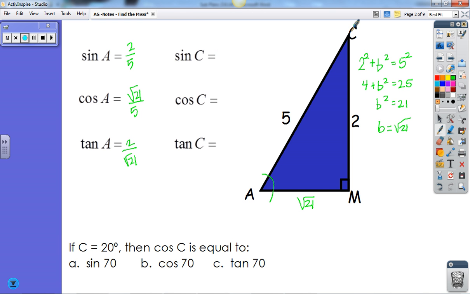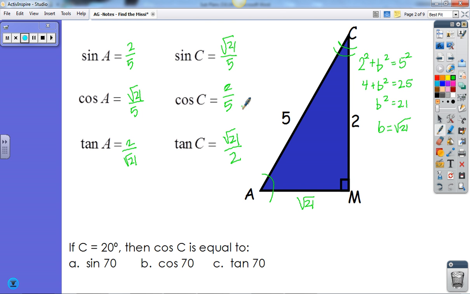Sine of angle C, now I'm going to use this angle over here as my reference angle. Sine of angle C is opposite over hypotenuse, so that's going to be square root of 21 over 5. Cosine of angle C is adjacent over hypotenuse, so that's going to be 2 over 5. And tangent is opposite over adjacent, so that's going to be square root of 21 over 2.